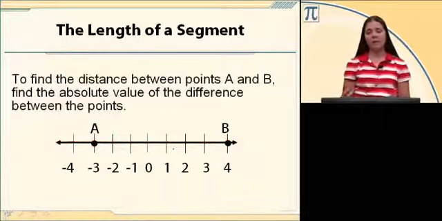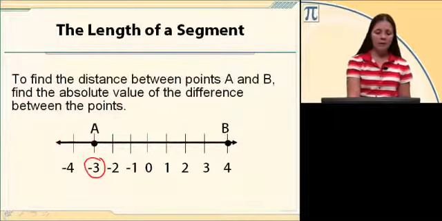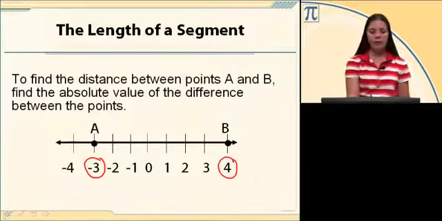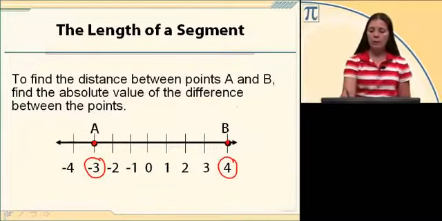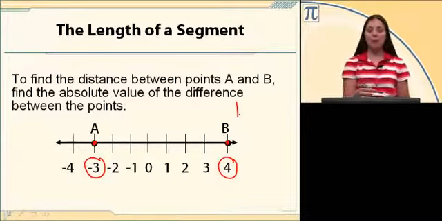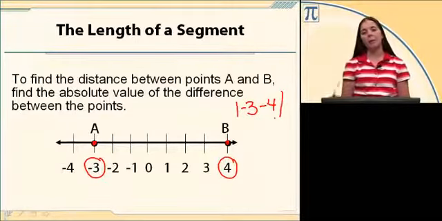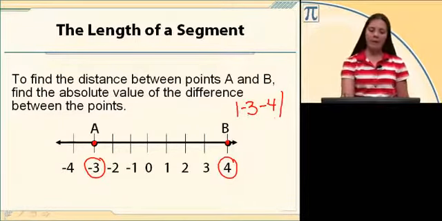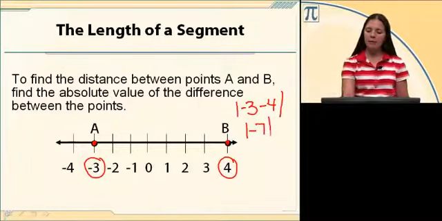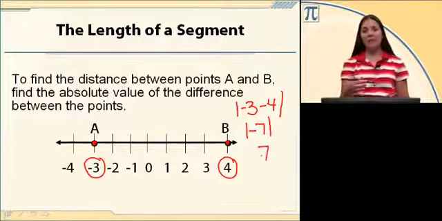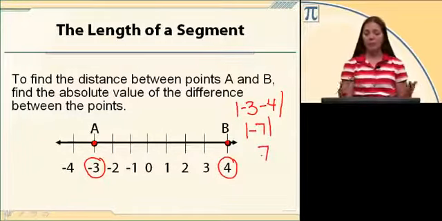When we find the distance, we need to use the values, -3 and 4 in this case, because those are the values for point A and point B. And what we're going to do is find the absolute value of their difference. That means we're going to subtract and then find the absolute value of what we get when we subtract. In this case, I put the A first, -3 minus 4. That gives me the absolute value of -7. The absolute value of -7 is 7, because -7 is 7 units away from 0 on the number line.